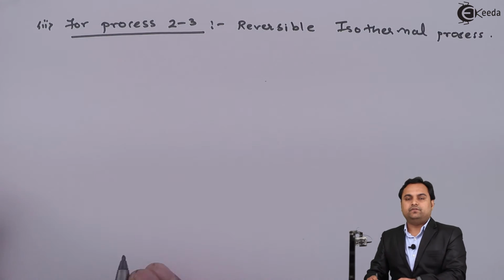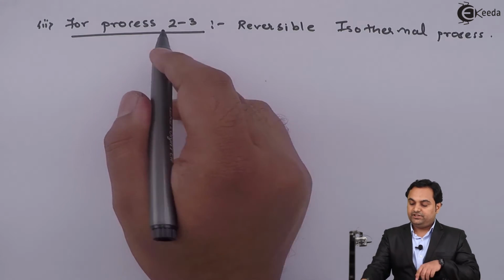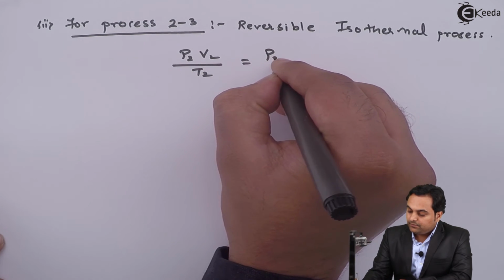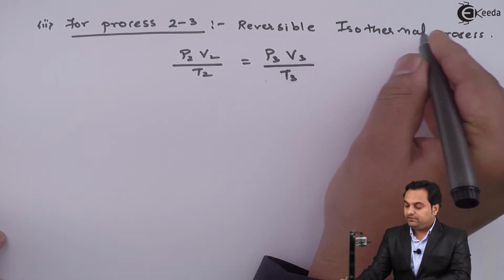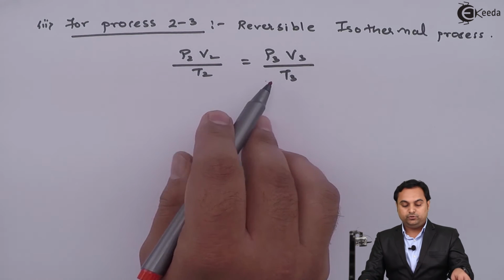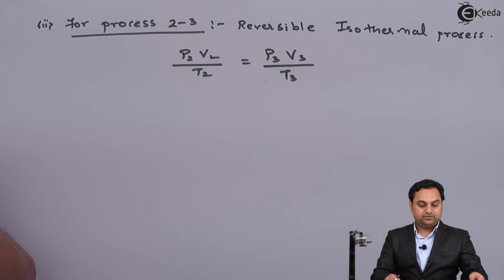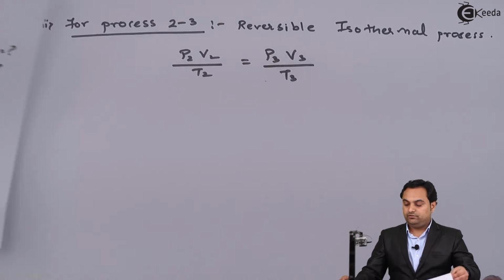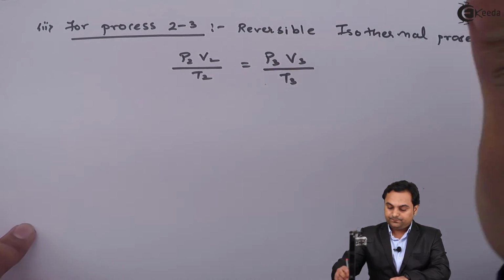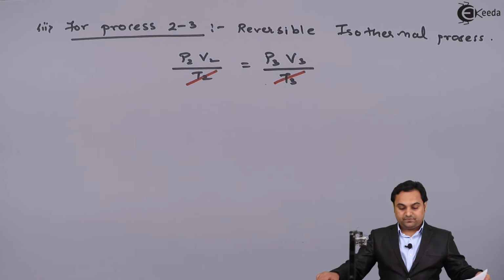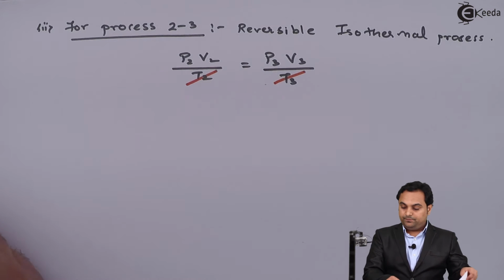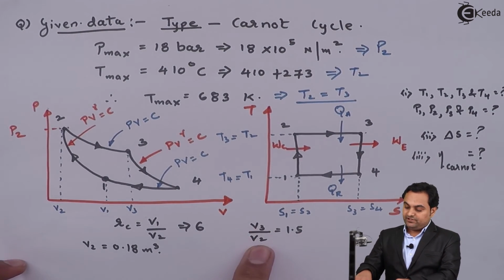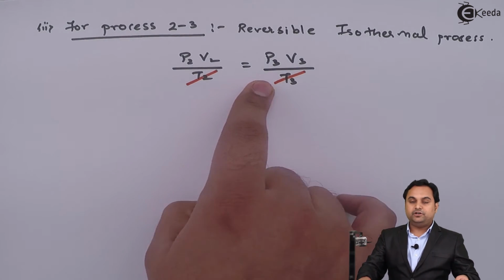Now for that I can use the relation between the two states. For state 2 I can write down P2V2 upon T2. For state 3, P3V3 upon T3. Now since it is an isothermal process, the temperature at point 2 and point 3 are the same, and that can be understood from the TS diagram that T2 is equal to T3, so we can cancel them out. Now if we see here in the problem, the P2 value is known to us and we have the ratio of V3 by V2, so we can utilize that to calculate P3.